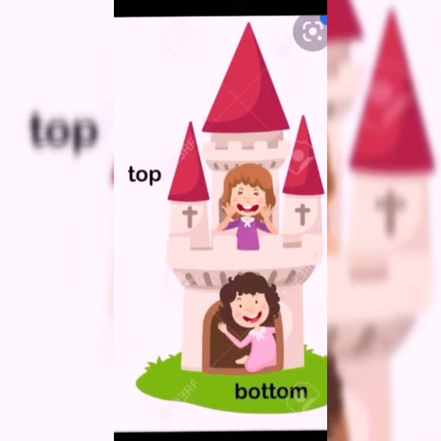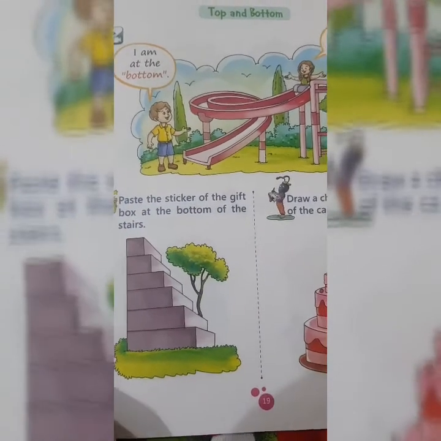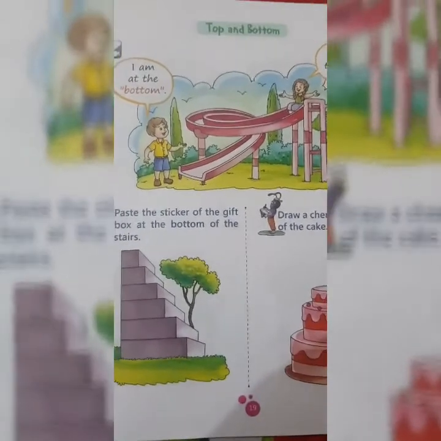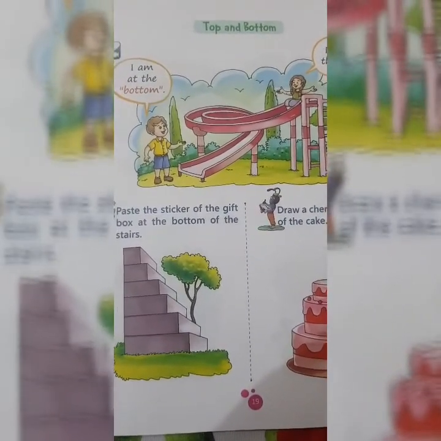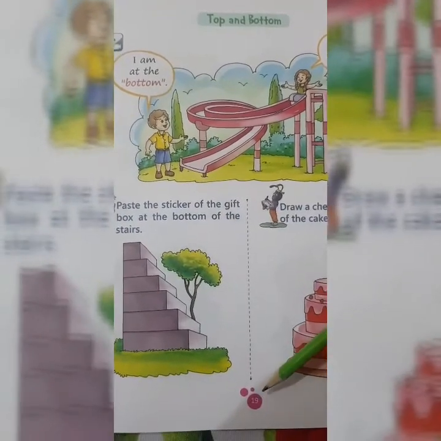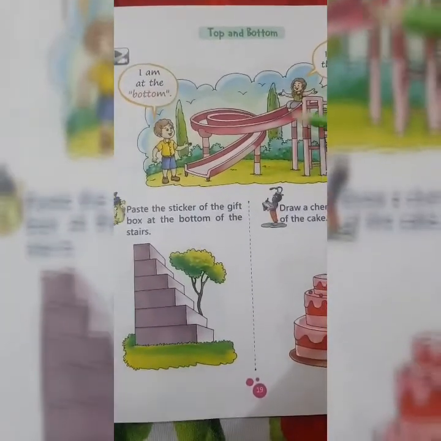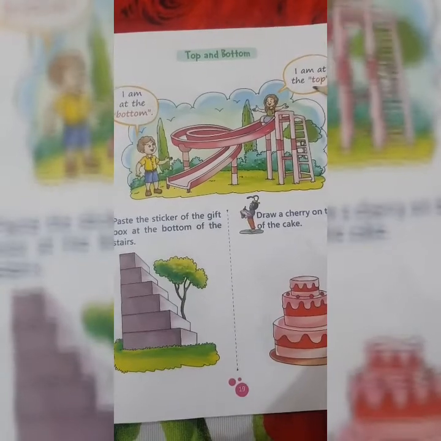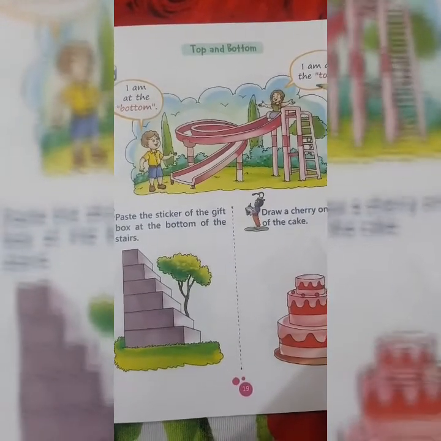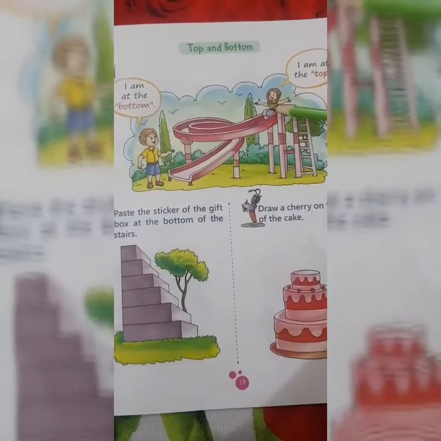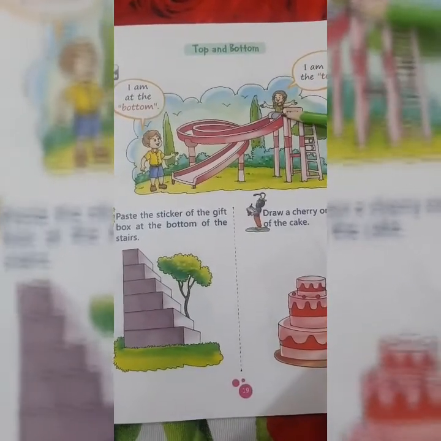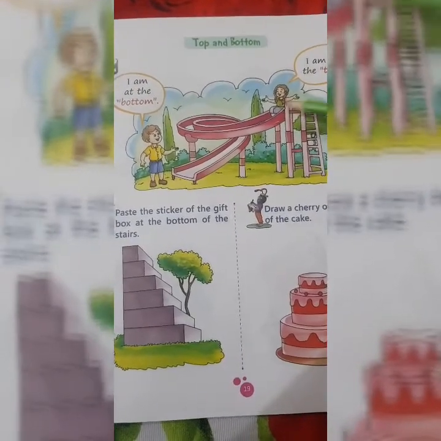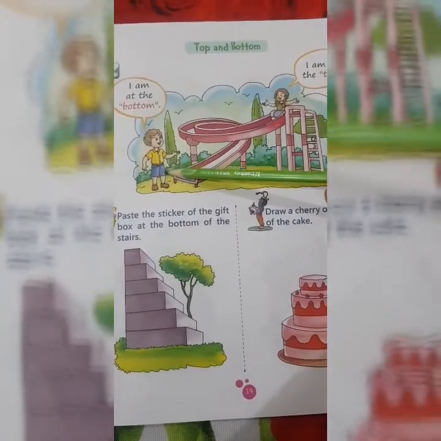Let's revise this topic in our book. Okay, my dear students. Now we will revise the same topic in the book, page number 19. Here you can see the picture. The girl said, I am at the top. You know, na? What is the top position and what is the bottom position? So the girl said, I am at the top. In this picture, you can see the girl is on the top position of the slide, and this boy is at the bottom position.